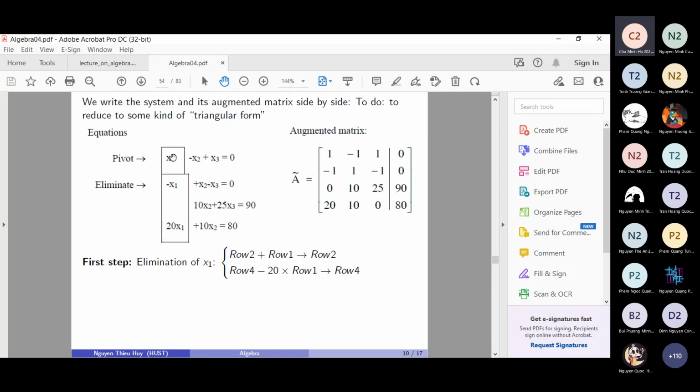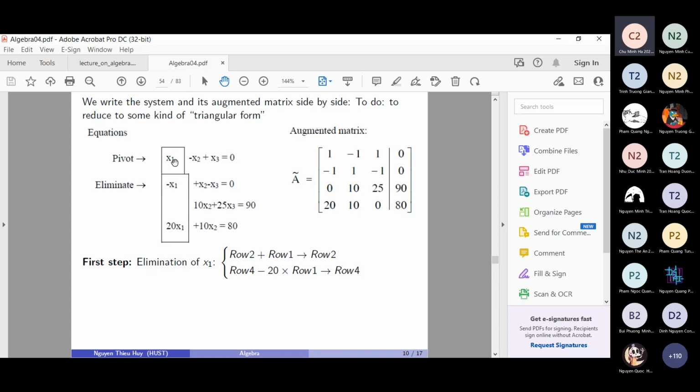Okay, actually look at the system first. We want to eliminate x1, 20 x1 here. So we choose this x1 as a pivot. This word is read as pivot, not pivot. Now you have to read pivot. You can check your pronunciation. So let's choose pivot, and then use this to eliminate the others. So actually we want to eliminate this.